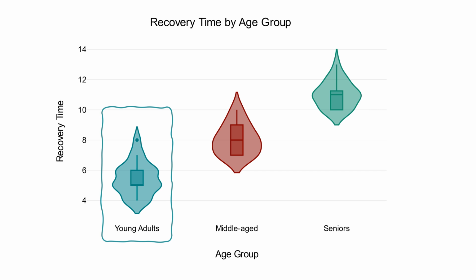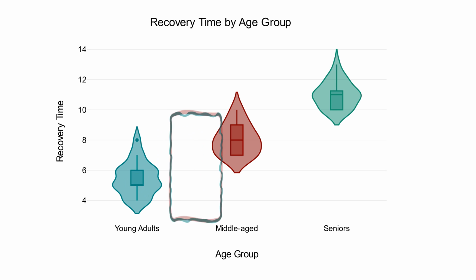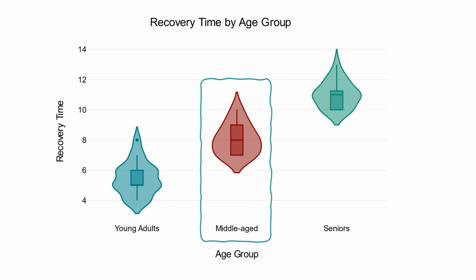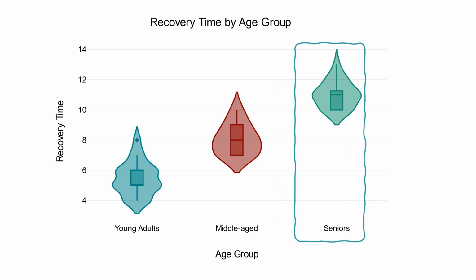Let's have a look at young adults. The recovery times range between 4 to 8 days, with a higher concentration around 5 to 6 days. This indicates quicker recovery and is visualized as a broad section in the middle of the violin plot. In the same way, we can interpret the results of middle-aged and seniors.